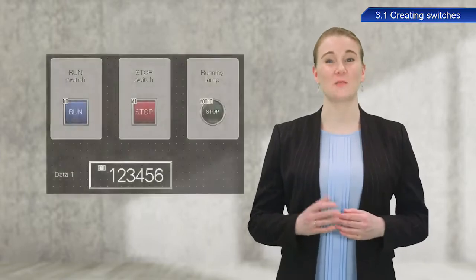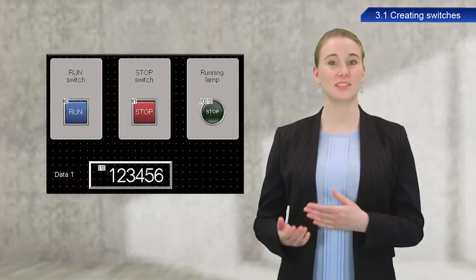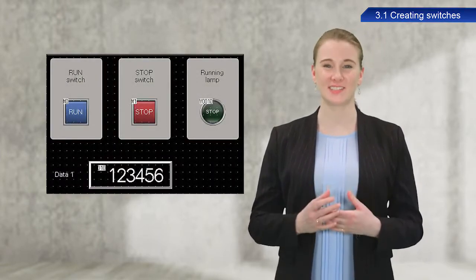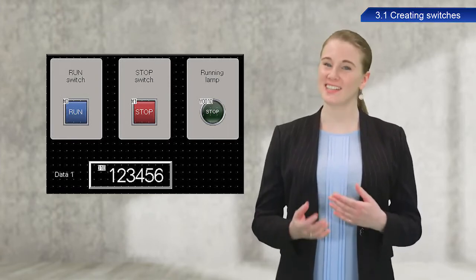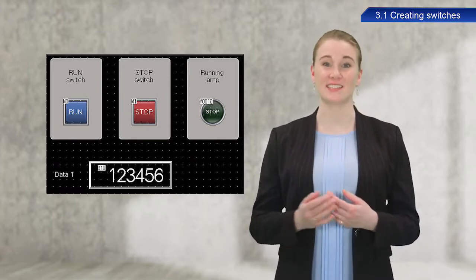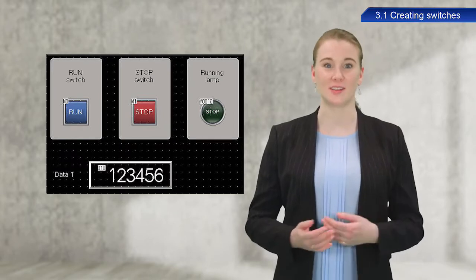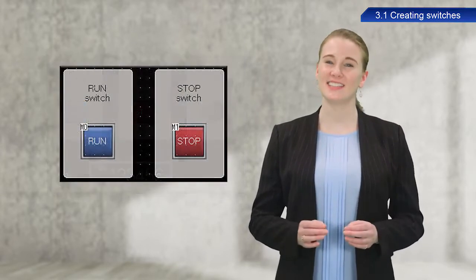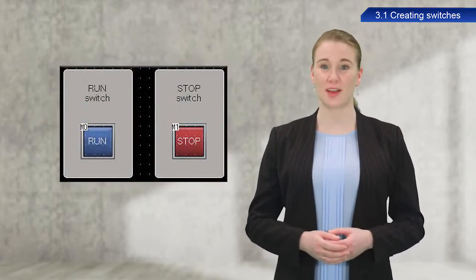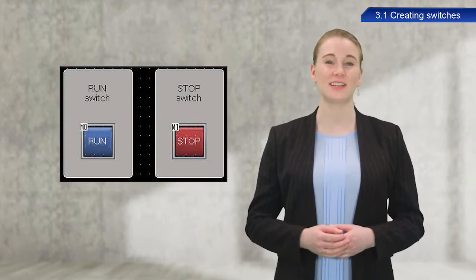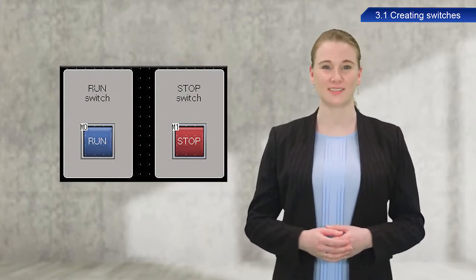In this section, we will create the run switch and stop switch on the screen introduced in Chapter 1. Touching these switches turns contacts in the PLC program on and off. Let's take a look at where these switches can be found in the GT Designer 3 screen design software.